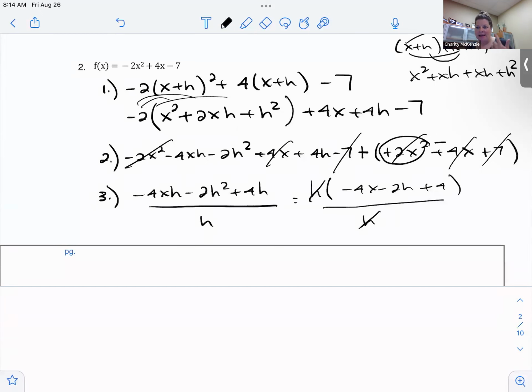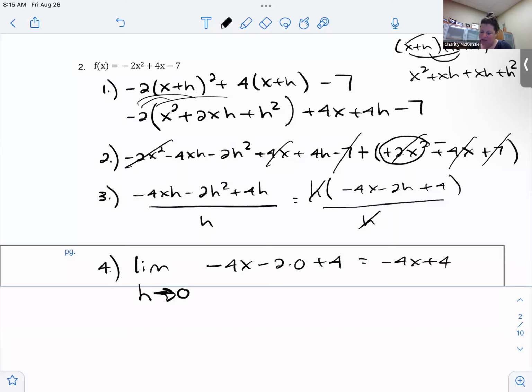So now I can go on to step 4, which is to take the limit as h approaches 0. When I find the limit, I'm putting in 0 for h. So my answer is going to be -4x plus 4. I would write that as: the derivative of this function is -4x plus 4. So that is a formula that I could use to find the slope.